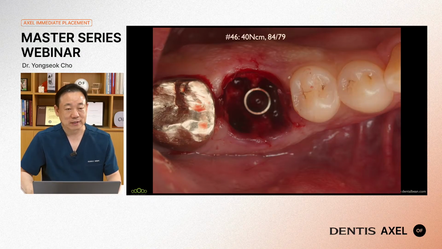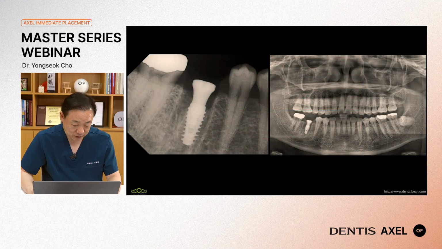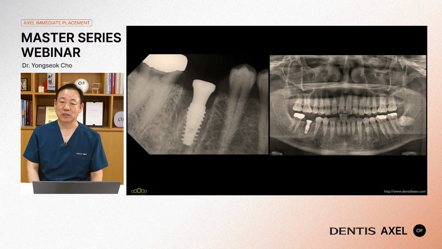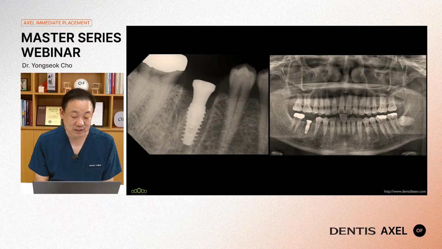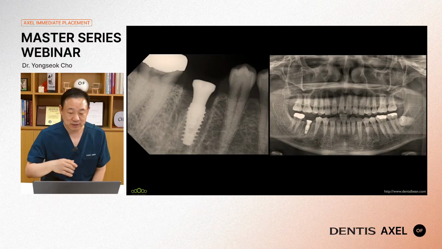After extraction, it is not easy in reality. Healing abutment was connected. Here, POP, radiograph image shows ideal implant position and the path. In this case, it is exactly in the center. However, this is not always possible, and it is not always necessary to place the implant at the exact center of the extraction socket.